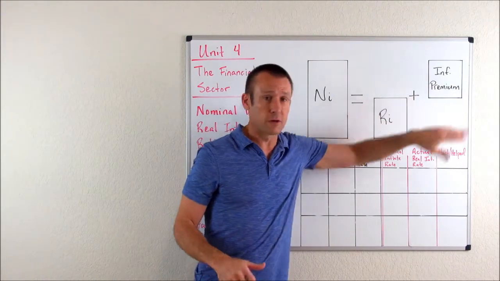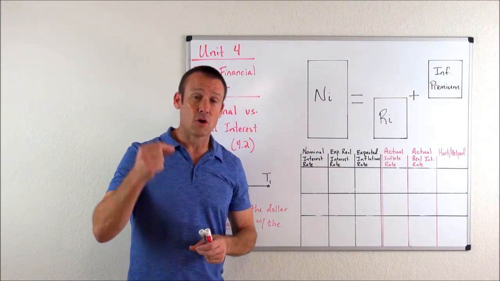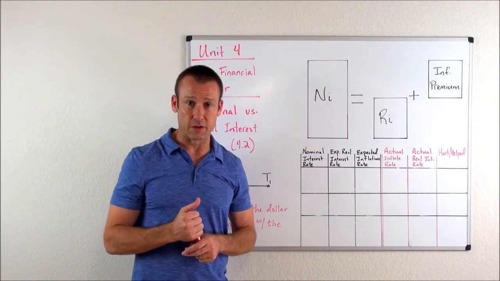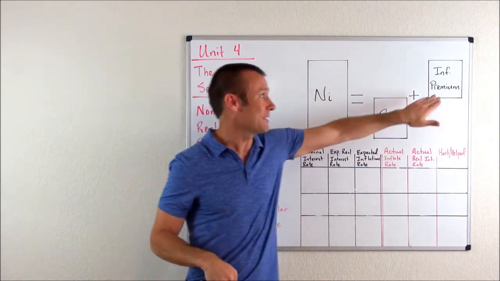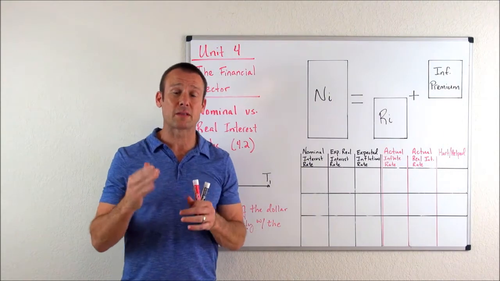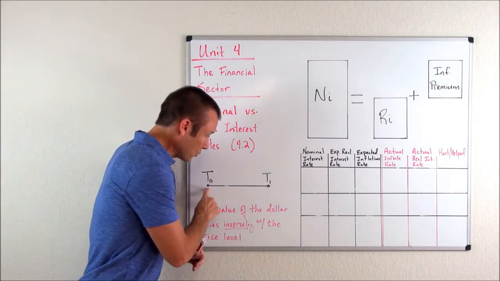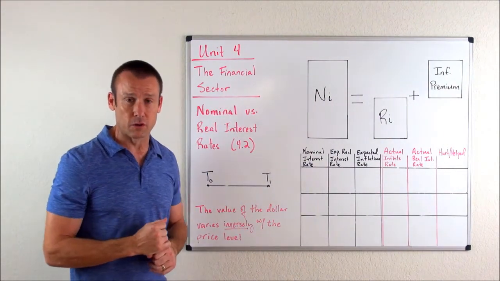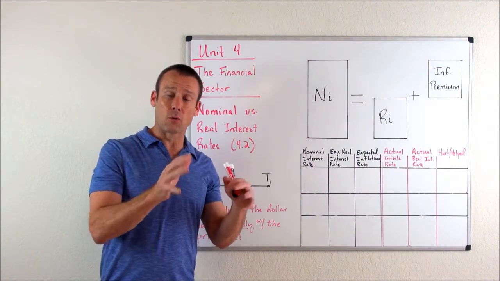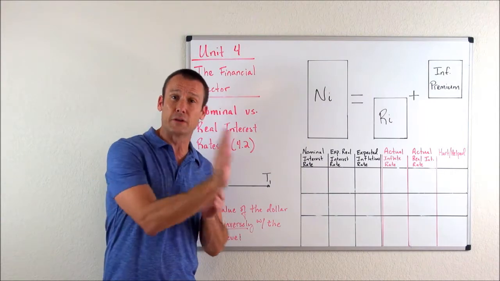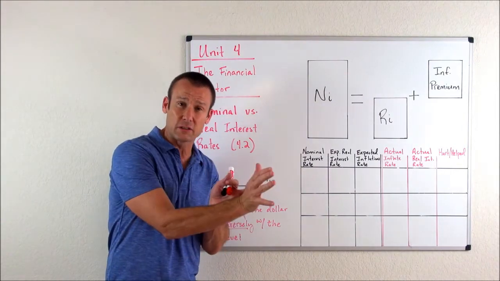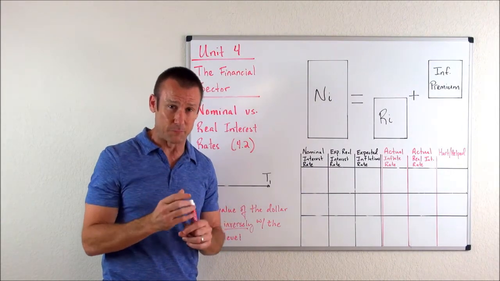The inflation premium. This is the expected or forecasted inflation rate, okay? This is basically telling us how much we're expecting the value of the dollar to go down over the course of the loan. Now, as I start talking about loans, I'm going to be talking about loans that are just 1 year long. I'm just doing that to keep things very simple so that we can get the concept, okay?